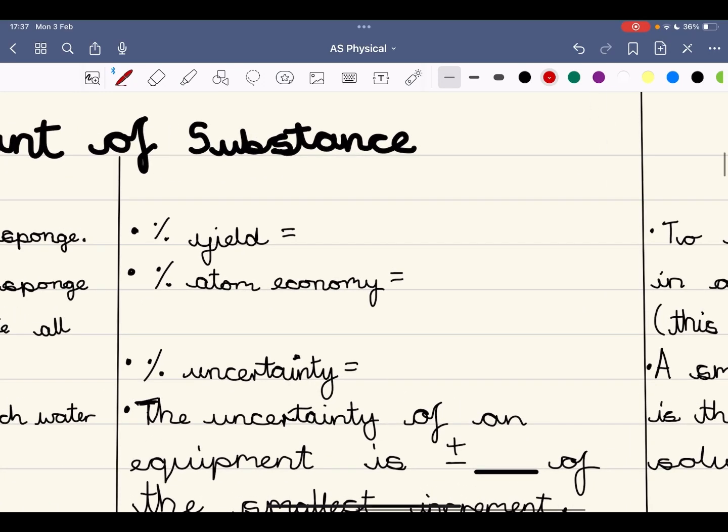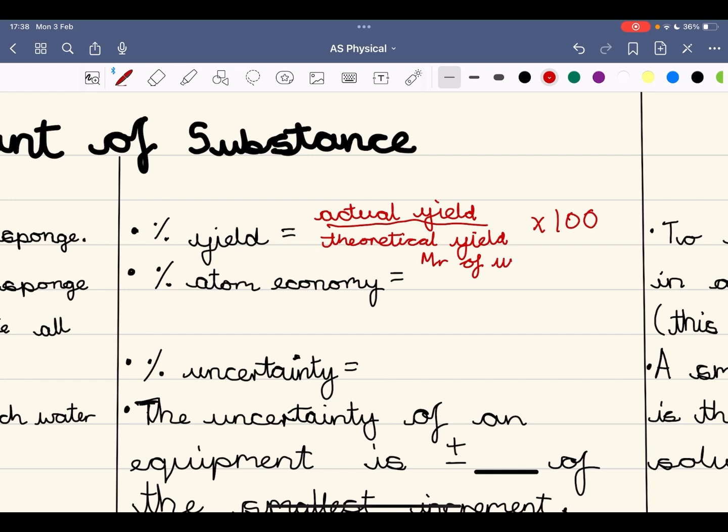Then here for percentage yield, we do the actual yield divided by the theoretical yield times 100. For the percentage atom economy, we do the MR of useful product divided by total MR of product times 100.